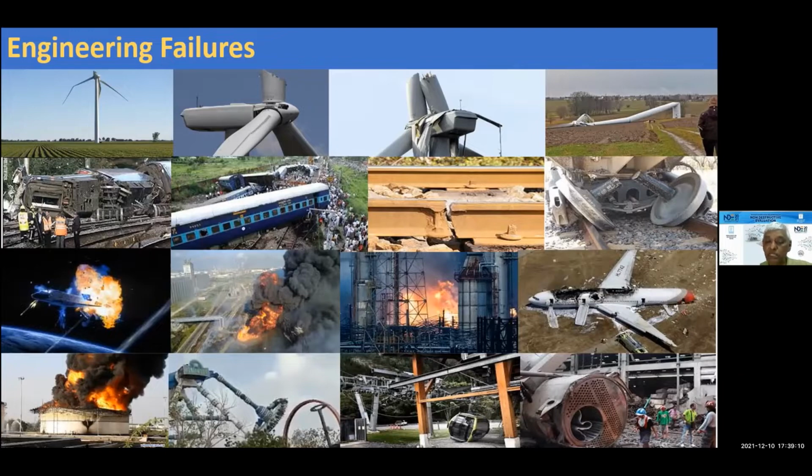And then, of course, something as mundane as amusement rides. In the bottommost row, the second picture from the left is an amusement ride which failed because of improper inspections being done on the wire rope, which is one of the main elements of many amusement rides, and of course boilers, turbines, and so on and so forth.